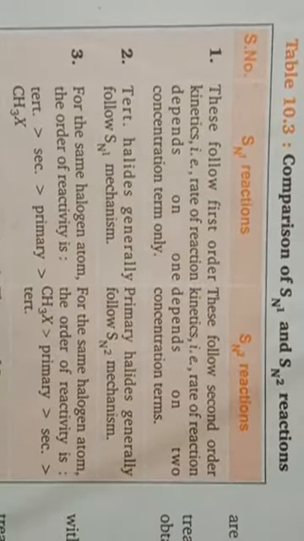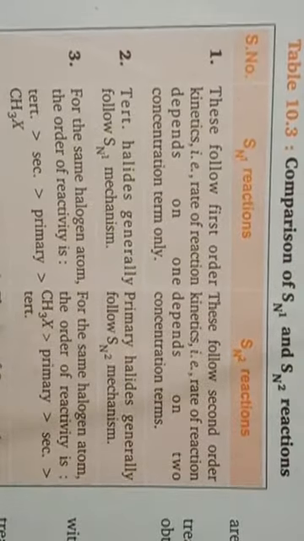a difference between Sn1 and Sn2 mechanism is given here in this page. So you can sum up these differences. The first point, Sn1 mechanism follows first order kinetics, because the rate of reaction depends on one concentration term only. Okay, and that is why these are represented as Sn1 reactions, whereas Sn2 reactions follow second order kinetics or second order mechanism.